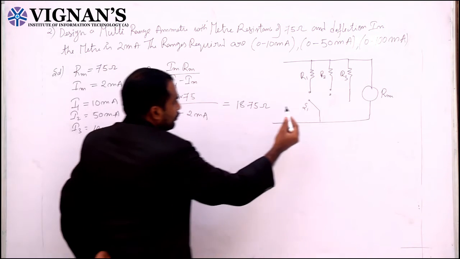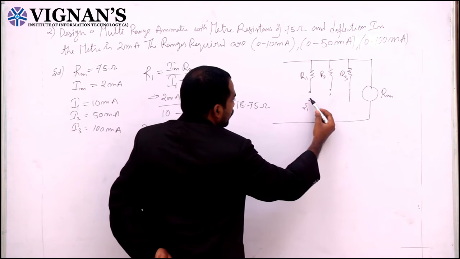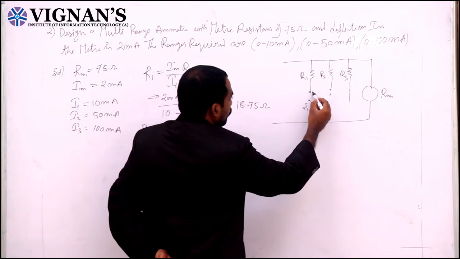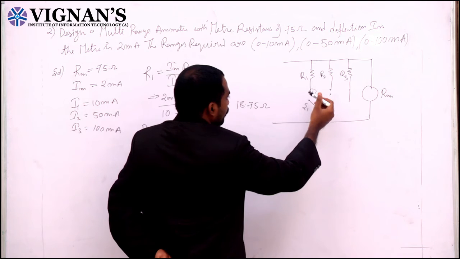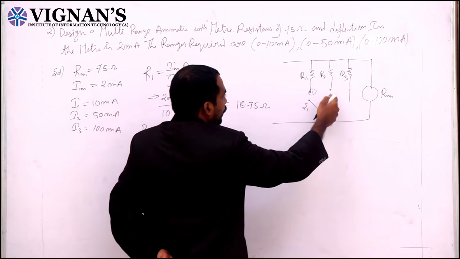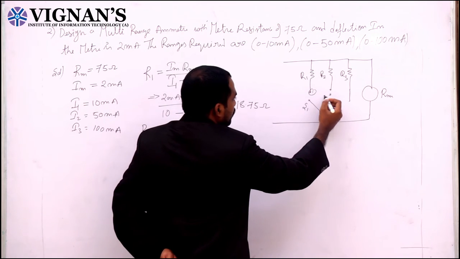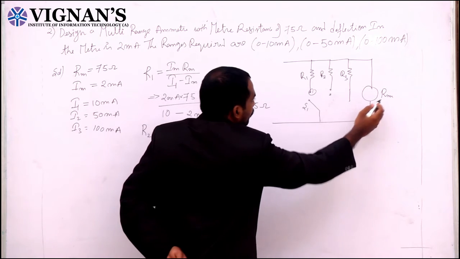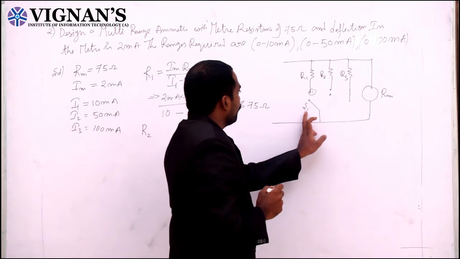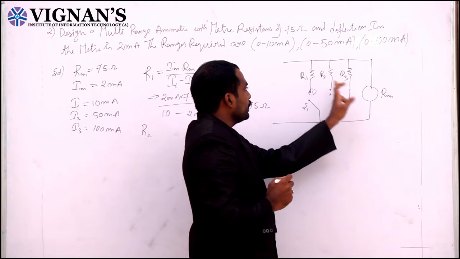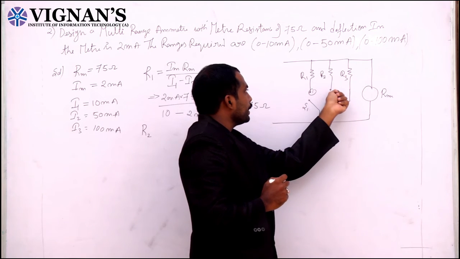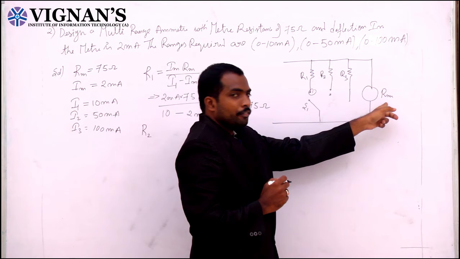That means the switch has been shifted from position S1 to S2. That means it has shifted its position from 1 to 2, or we are removing the switch from 1 and placing it in 2. That means the switch is closed at point 2, right? Now which resistor is connected in parallel with Rm? When the switch is shifted from 1 to 2, R2 is connected in parallel with Rm. That means when the switch is closed at point 2, your R2 is in parallel with your Rm.